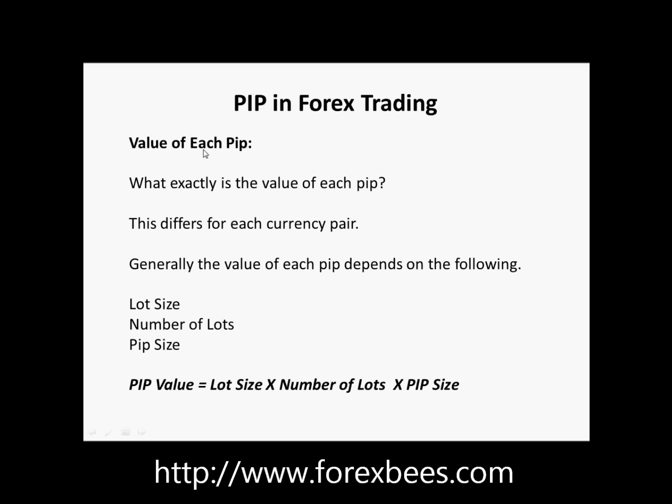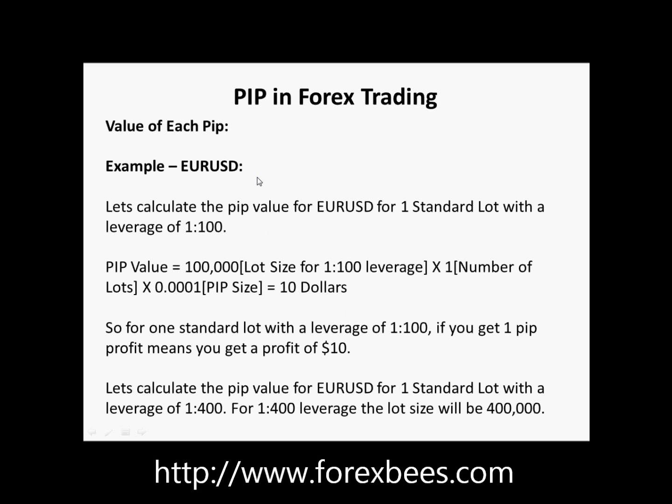Value of each pip. What exactly is the value of each pip? This differs for each currency pair. Generally, the value of each pip depends on the following: lot size, number of lots, and pip size. Pip value is equal to lot size times number of lots times pip size. Example, Euro US dollar. Let's calculate the pip value of Euro US dollar for one standard lot with a leverage of 1:100. Pip value is equal to 100,000, which is the lot size for 1:100 leverage, times 1, which is the number of lots, times 0.0001, which is the pip size. That equals $10.